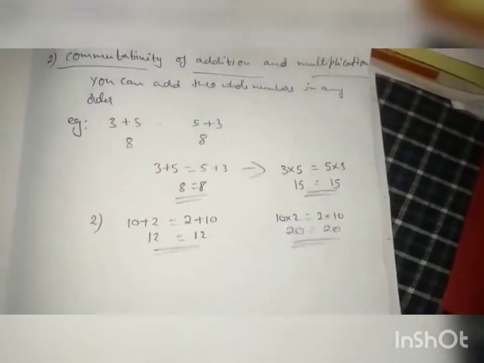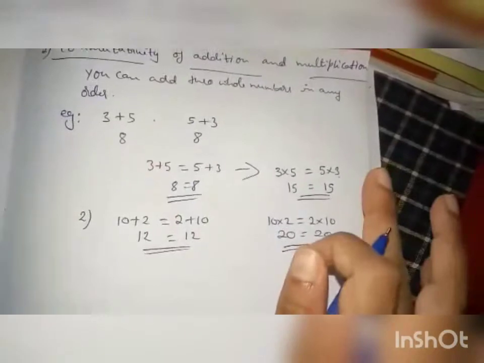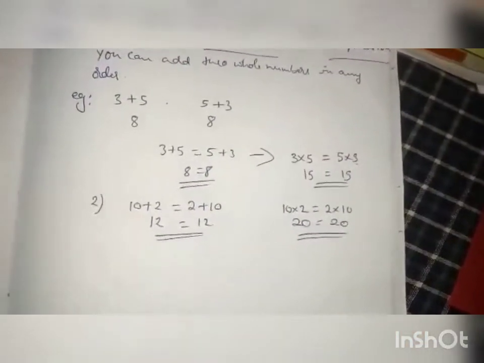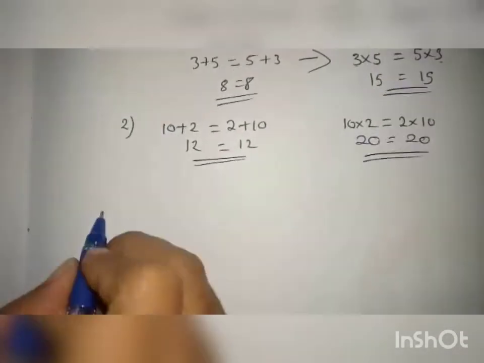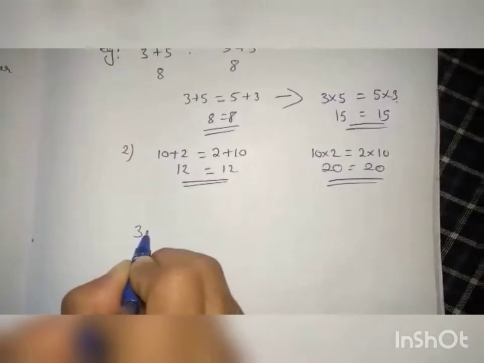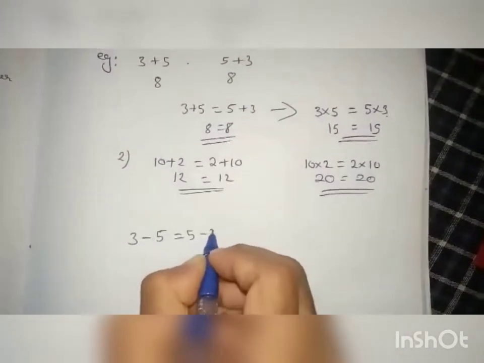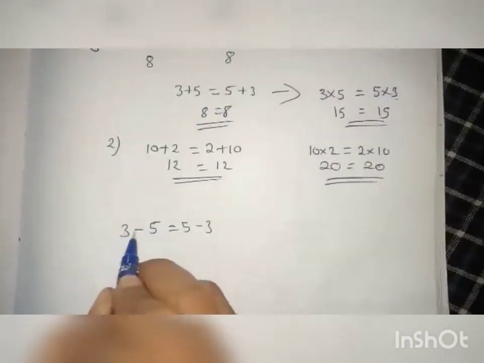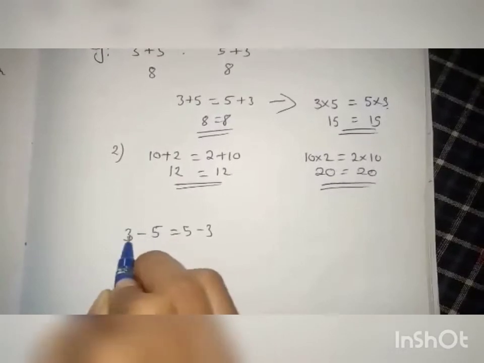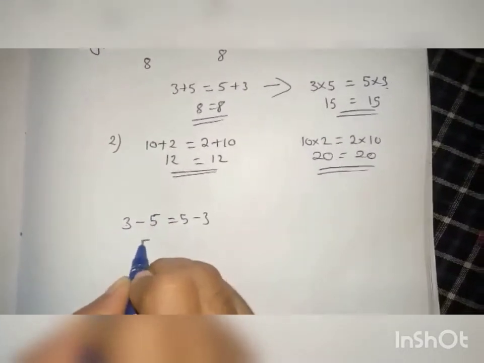What about subtraction and division? Here subtraction and division are not said, so it does not hold. We cannot write subtraction and division in the commutative property. Let me explain it. See, 3 minus 5 you take, and 5 minus 3, whether we will get the same or not, we'll see. 3 minus 5, see, smaller number and bigger number. You have to subtract the bigger number from the smaller number. You will get 3 minus 5, you will get minus 2.